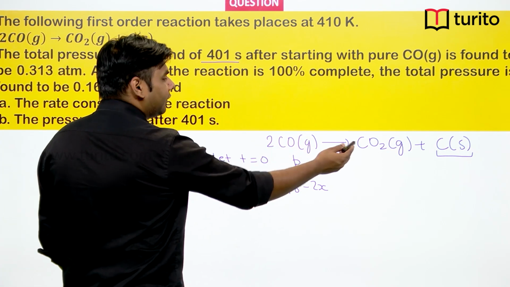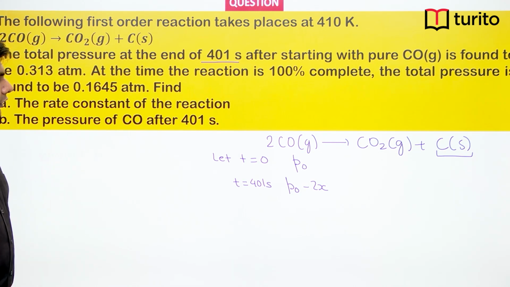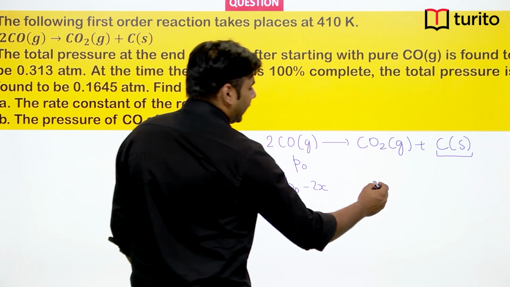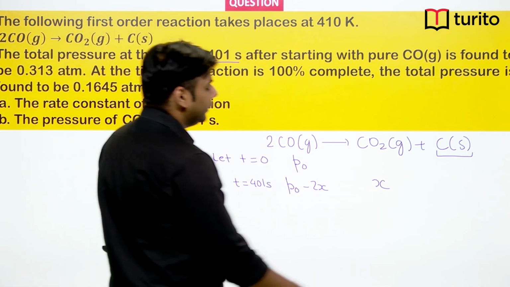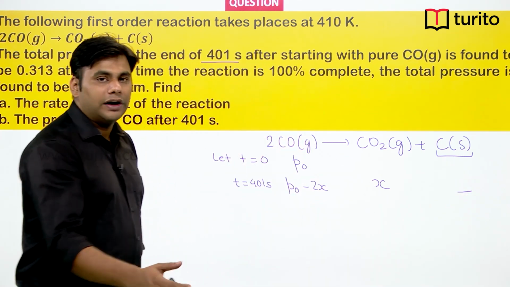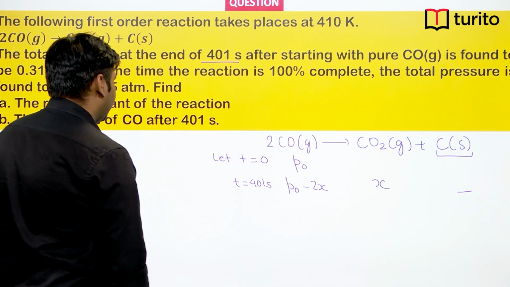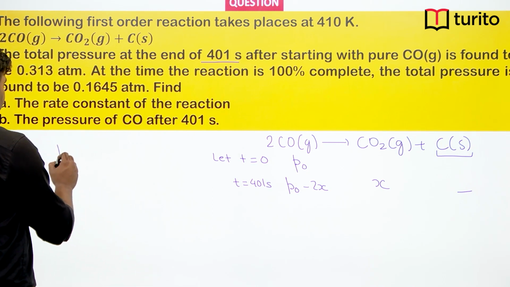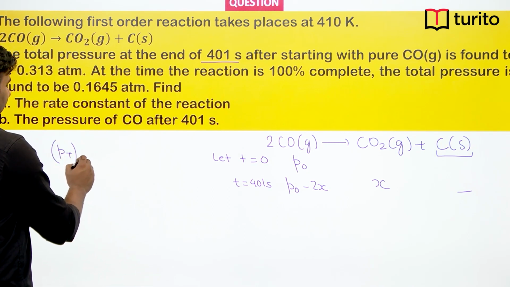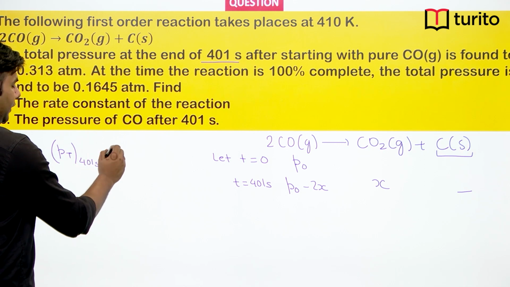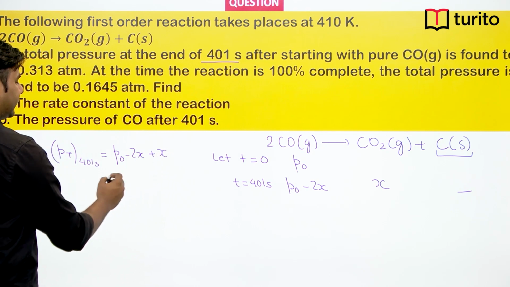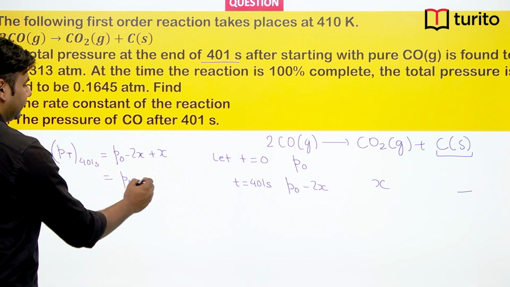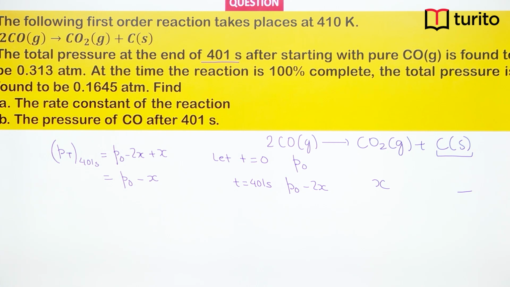Now 2 moles of CO give 1 mole of CO2, so 1 mole of CO would give half a mole of CO2. So 2x pressure that is reacting would give us x pressure of CO2. Now this is solid, so we don't have to consider it because solids don't exert any pressure. So the total pressure after time 401 seconds would be P naught minus 2x plus x, that is P naught minus x. Okay, so I hope this is clear to you.